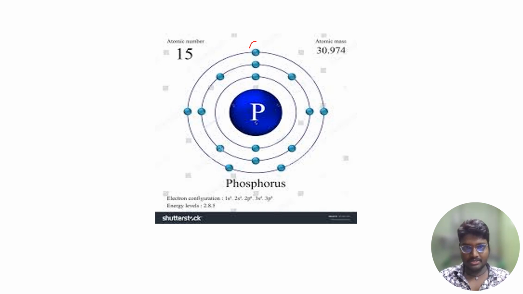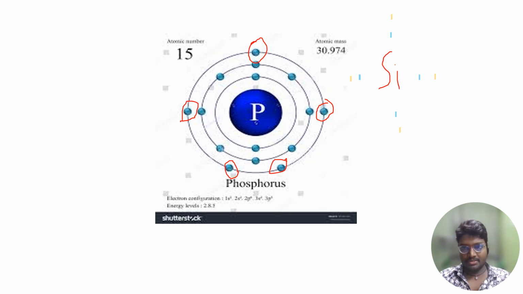So whenever silicon is added with a pentavalent atom, meaning the outermost orbit has 5 electrons, these pentavalent outermost electrons are combined with the silicon. I am writing the silicon electrons in sky blue color, and the phosphorus electrons are considered in orange.